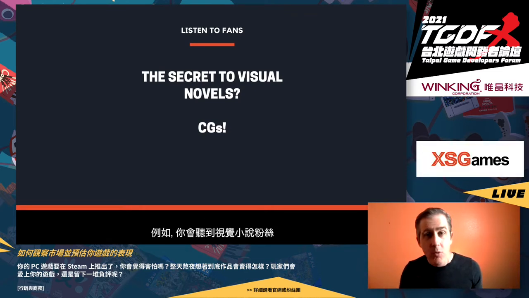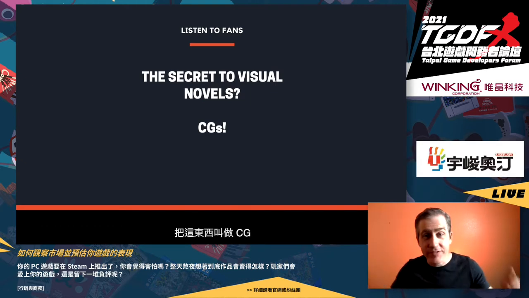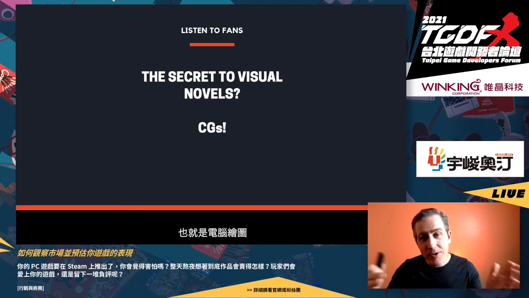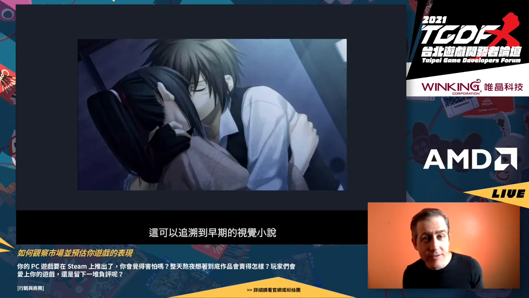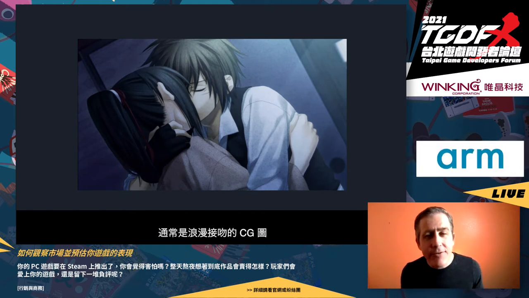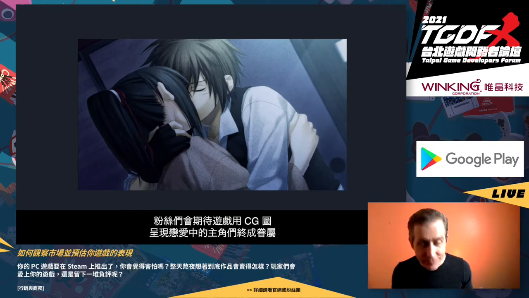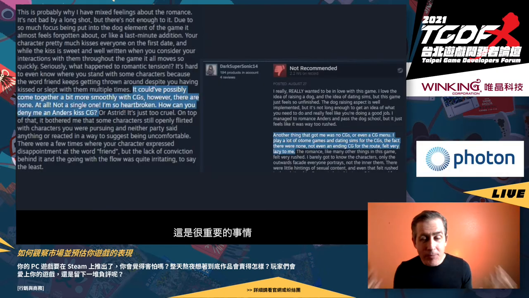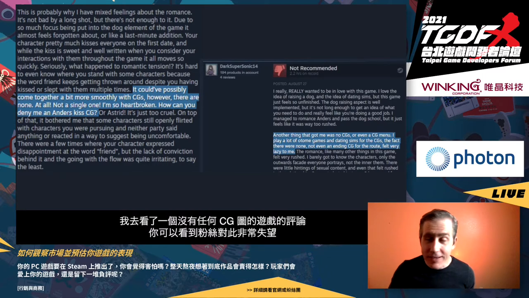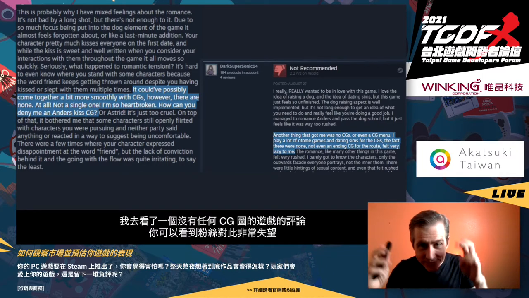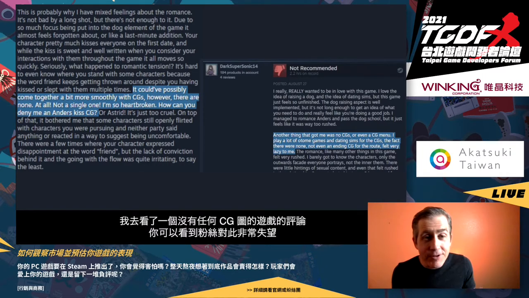For example, when you listen to fans of visual novels, you'll hear them call this thing a CG, which stands for computer graphics. This dates back to the early days of visual novels, which are a romantic kiss. At the end of a visual novel, fans expect there to be a CG of the main characters in the romantic relationship consummating the relationship. It's an important thing. I went to reviews of a game that did not have any CGs, and you can see the fans are very disappointed.